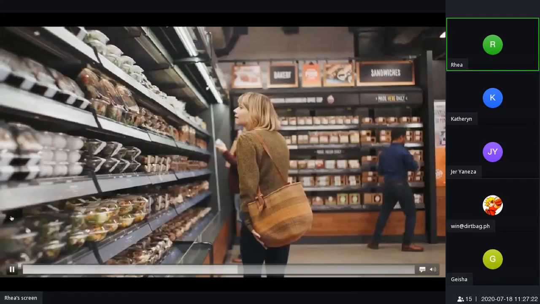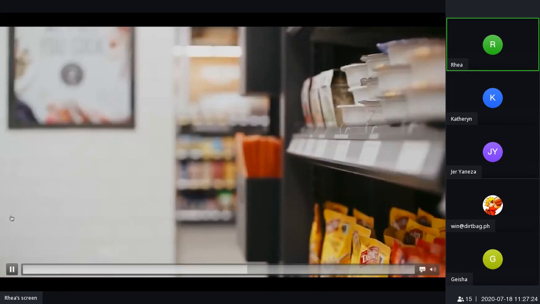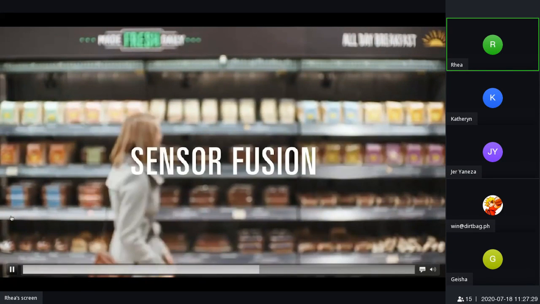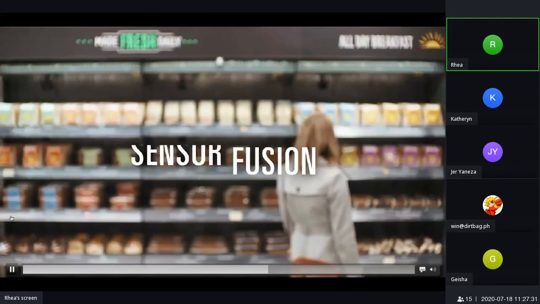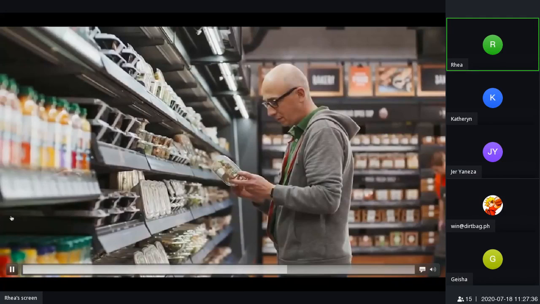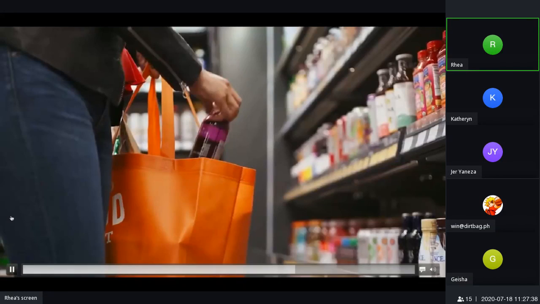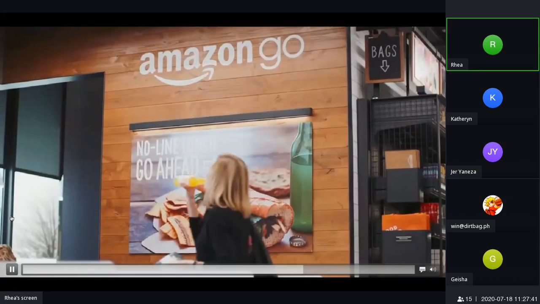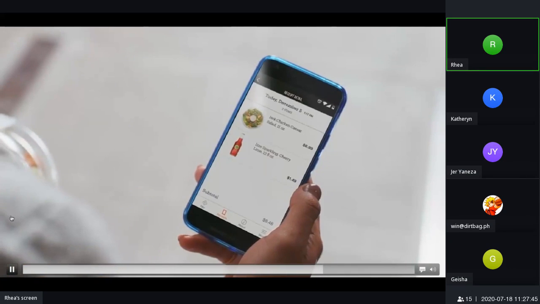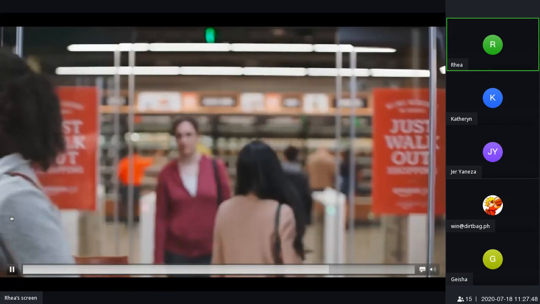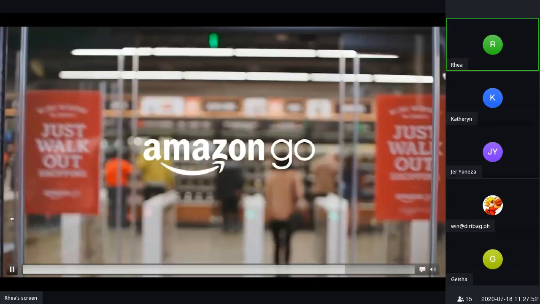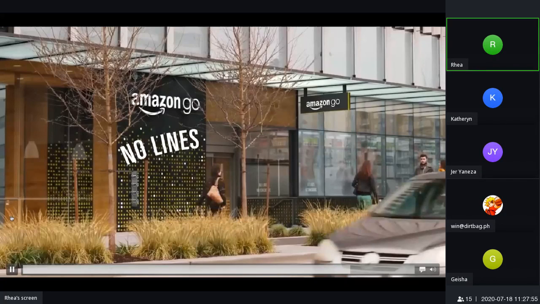So how does it work? We used computer vision, deep learning algorithms, and sensor fusion, much like you'd find in self-driving cars. We call it Just Walk Out technology. Once you've got everything you want, you can just go. When you leave, our Just Walk Out technology adds up your virtual cart and charges your Amazon account. Your receipt is sent straight to the app, and you can keep going. Amazon Go. No lines, no checkout. No, seriously.